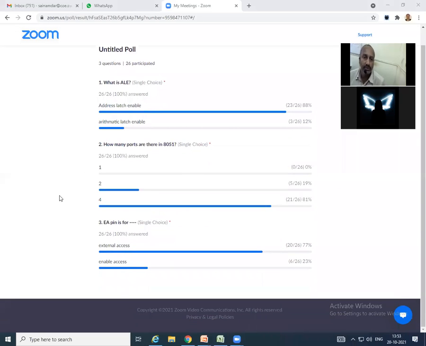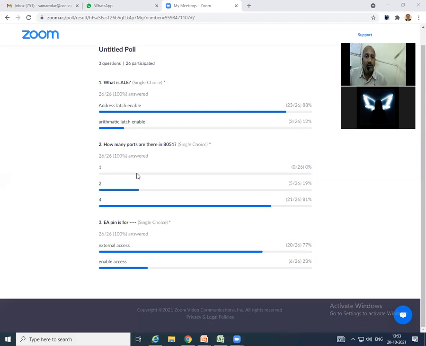Accordingly, we will discuss that. The first question was, what is ALE? It is address latch enable. A few students have written arithmetic, but it is not that. It separates the address lines and data lines. Data lines carry the actual data, and address lines carry the address of the memory. Step by step we will go through this today itself.